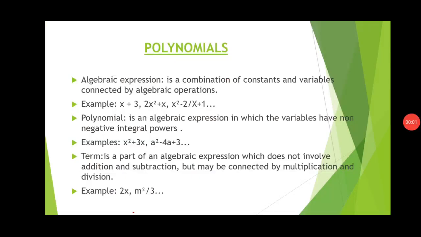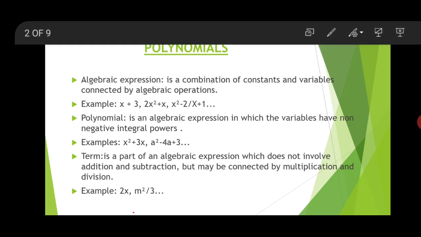Yes, now let us see what is an algebraic expression. It is a combination of constants and variables connected by algebraic operations. For example, x plus 3, 2x square plus x, square minus 2 by x plus 1 and so on. These are examples of algebraic expressions.